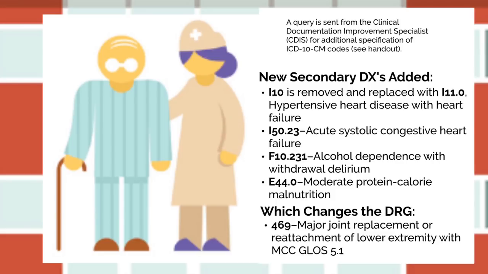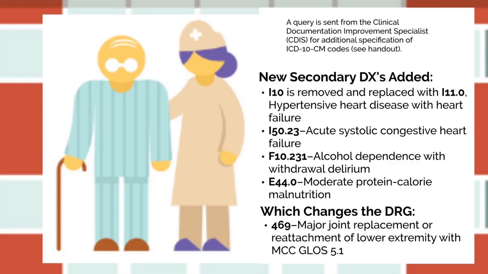In response to the CDIS queries, additional diagnoses are added to the medical record. Notice that Mr. Jones has acute systolic congestive heart failure, pleural effusion, and alcohol dependence with withdrawal delirium. Since congestive heart failure and hypertension have an implied relationship, the I-10 is removed and replaced with I-11, which is hypertensive heart disease with heart failure.